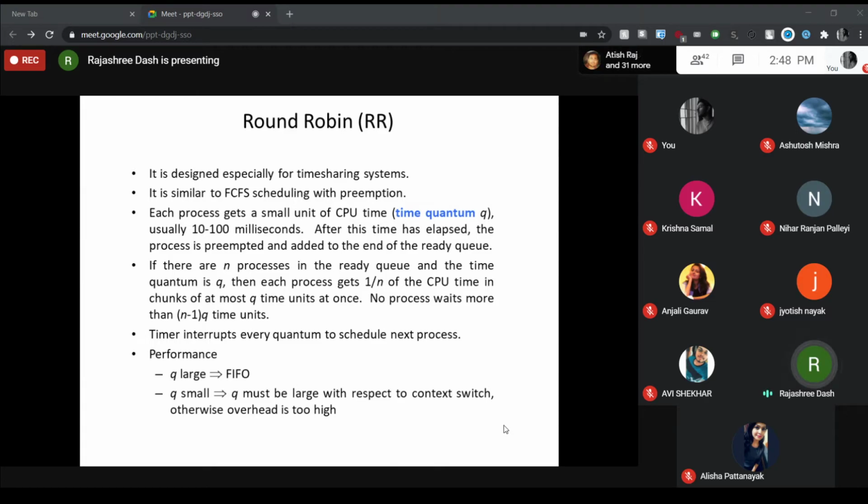So if there are n processes in the ready queue and the time quantum is q, then each process gets 1 by nth of the CPU time, q at a time. So each process must wait no longer than (n minus 1) times q until its next time quantum. So remember, the value of q must be large with respect to the context switch. Otherwise, it will create a lot of overhead.